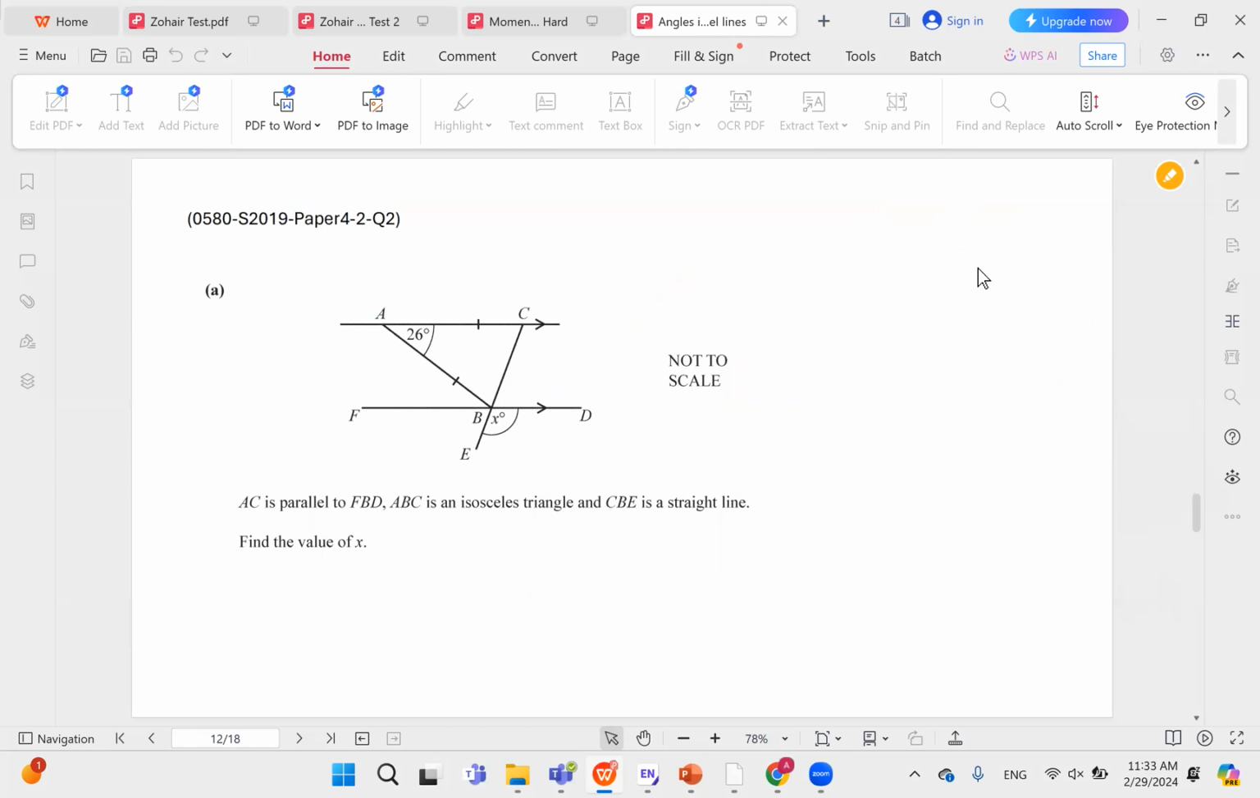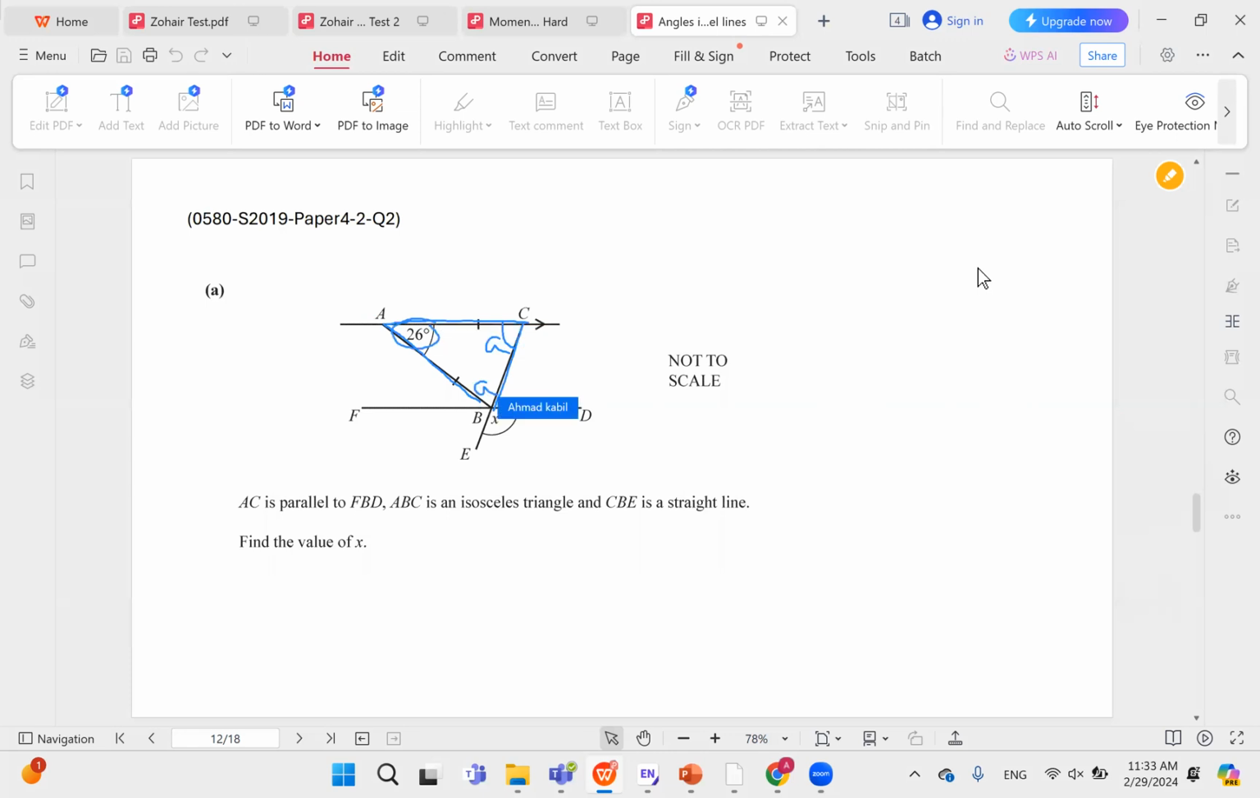AC is parallel to FBD. ABC is an isosceles triangle. CBE is a straight line. Find the value of x. So first of all, let's look at the triangle here. We have an isosceles triangle. So let's call this angle A, for example. Since the triangle is isosceles, this here would be the vertex and the other two would be the base angles.